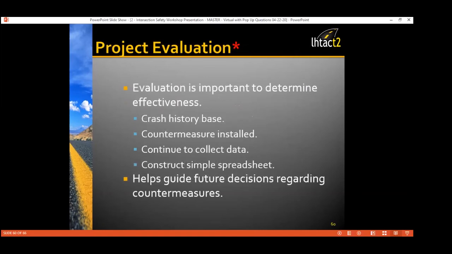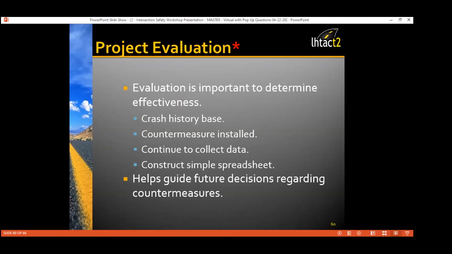So one of the final things I want to touch upon is project evaluation. And that seems to be the missing link. As we launch into a good highway safety intersection program, it's always good to think about evaluating what we're doing. It serves a couple of purposes. One, it tells us, are the improvements we're making good improvements? Are we seeing the needle of safety move? And if so, let's keep doing it.